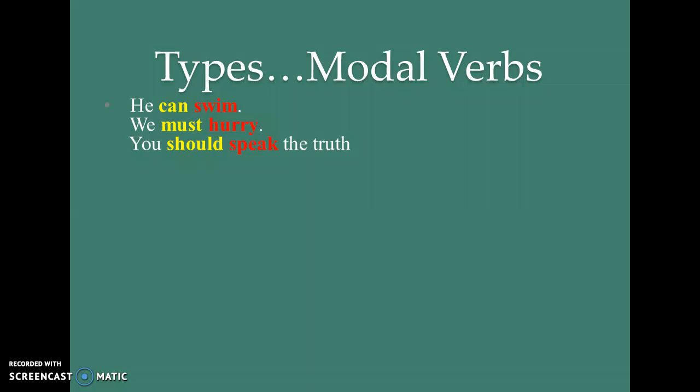So look at the first sentence. He can swim. Here, can is showing the ability of the subject. In the second sentence, we must hurry. Must is showing an obligation. And in the third sentence, you should speak. Should is showing an advice.